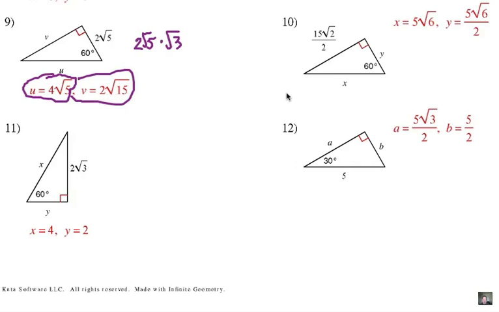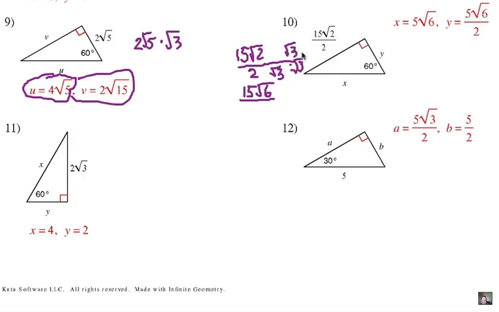All right, slide on over here to number 10. Now here the long leg is 15 radical 2 over 2. Not a very pretty number. But let's go ahead and divide that by radical 3 in order to get the short leg. All right, so 15 radical 2 over 2, we're going to divide that by radical 3. And we need to rationalize the denominator. So we're going to multiply top and bottom here by radical 3.